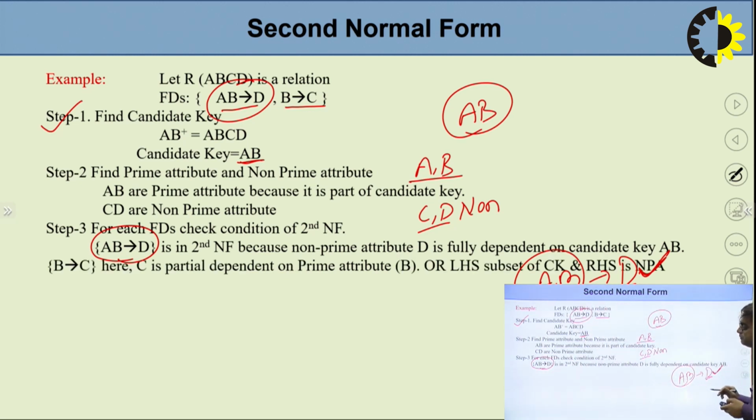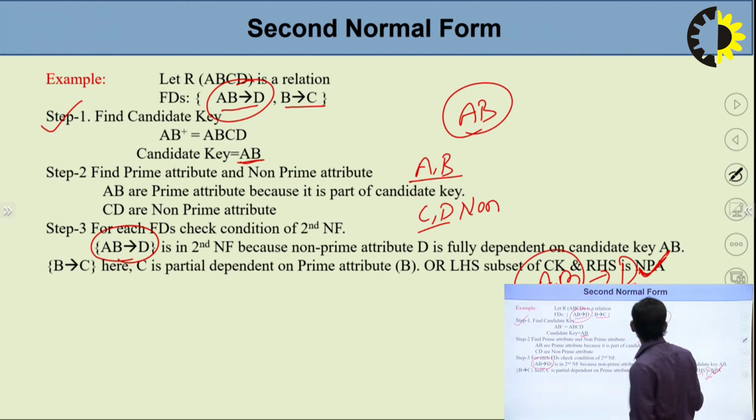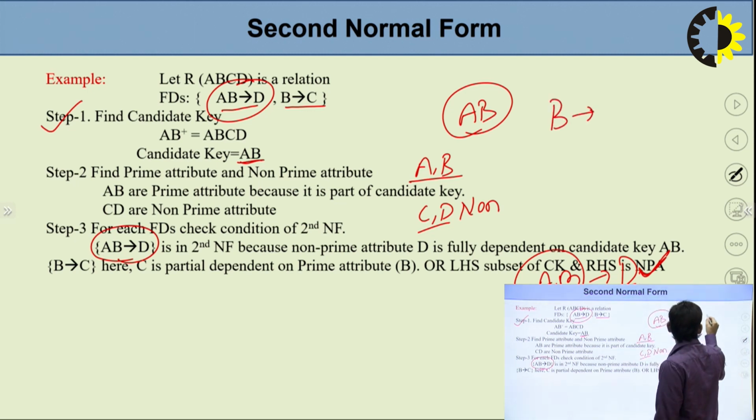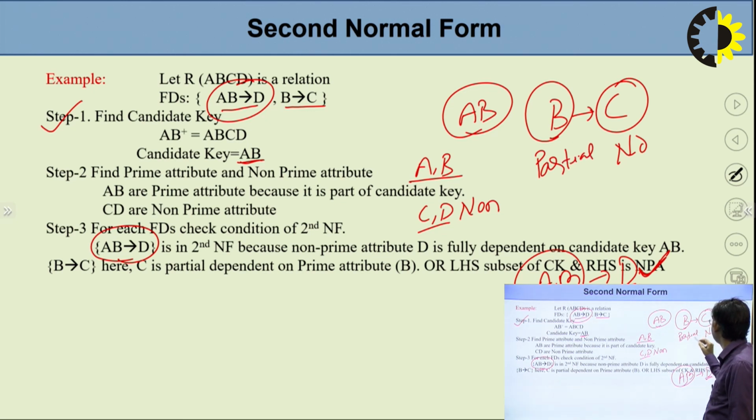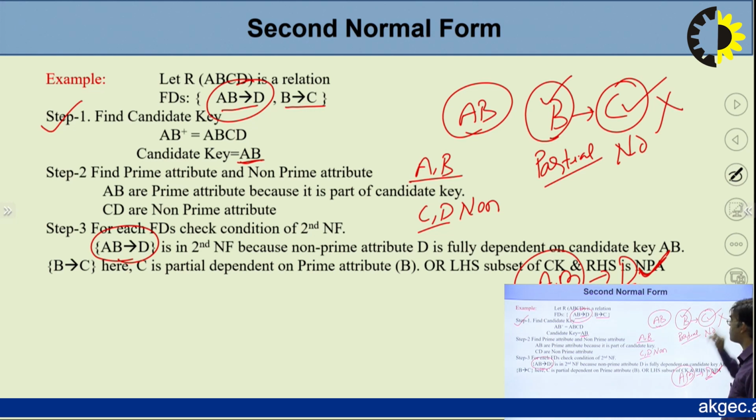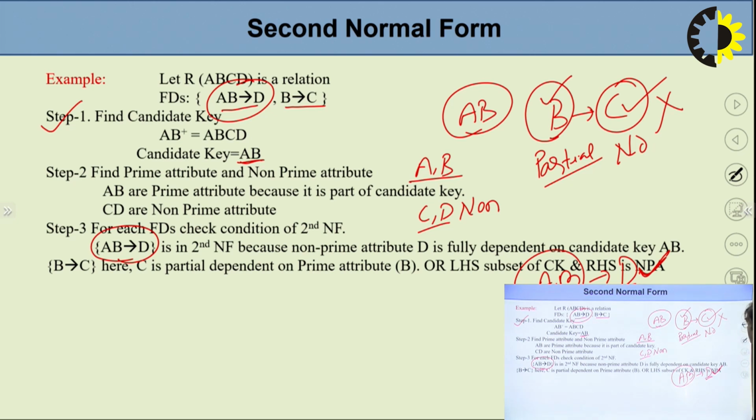Now we check the second dependency, that is B tends to C. C is a non-prime attribute and B is part of the candidate key. That's why it is partially dependent. It violates second normal form. I'm repeating it again: the candidate key is AB, and a subset of the candidate key, that is B, is deriving the non-prime attribute. This is violating second normal form. That's why this functional dependency is not in second normal form.